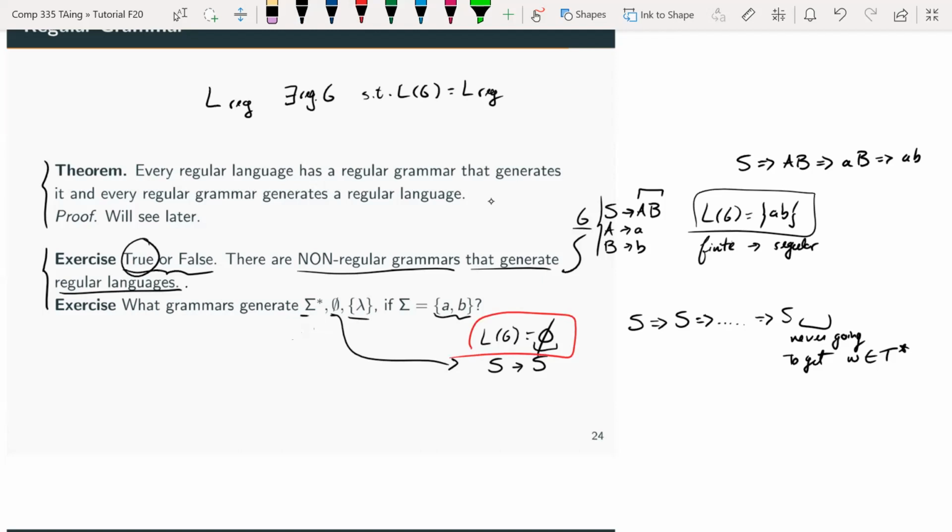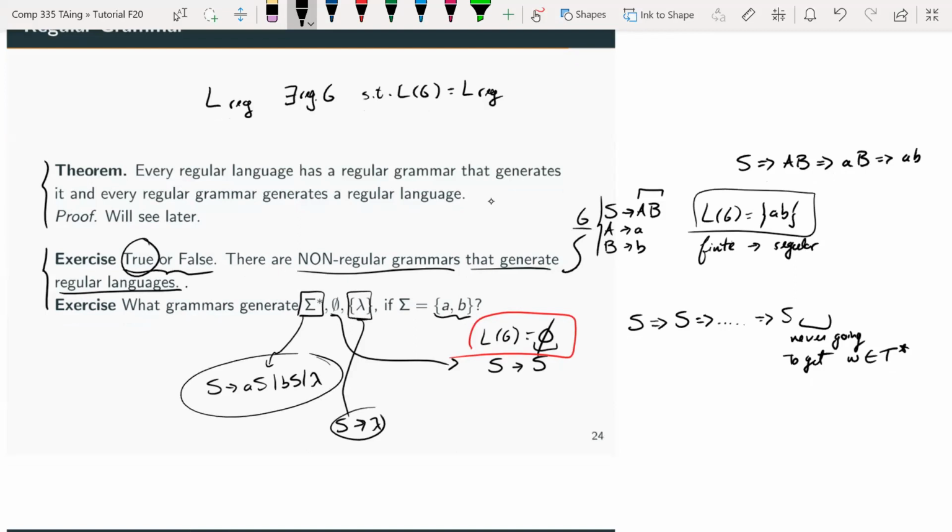For these other two, they're fairly straightforward. For one, you would just say your production rule gives you lambda. For the other, your production rule either gives you a and you start over, b and you start over, or you can just stop. I said I'd leave them as homework, but I left them there.